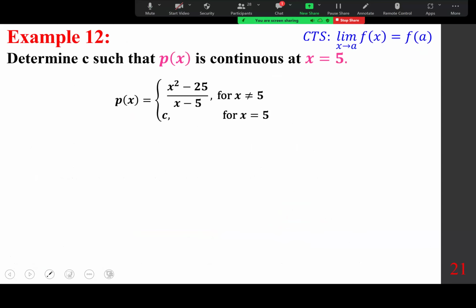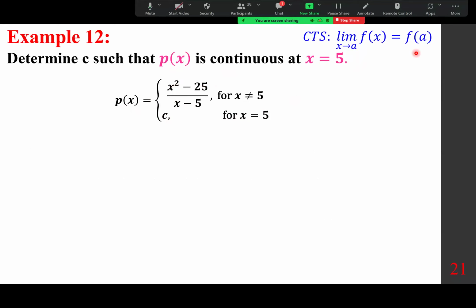For example, example 12, determine c such that P of x is continuous at x equals 5, where P of x is a piecewise defined function and it's equal to x squared minus 25 over x minus 5, when x is not equal to 5, and it's equal to c for x equals 5. Remember, continuity is when the limit and f of a are the same. So first thing first, let's find each one.